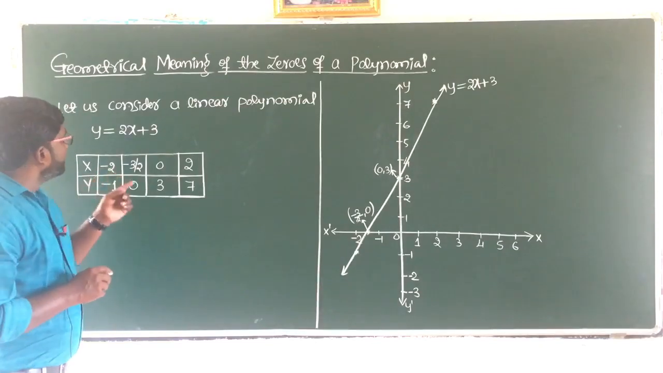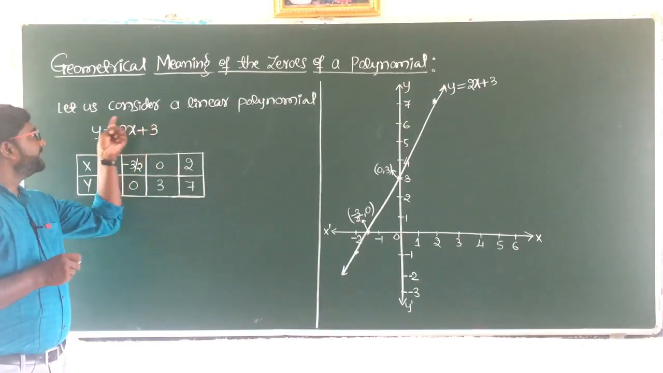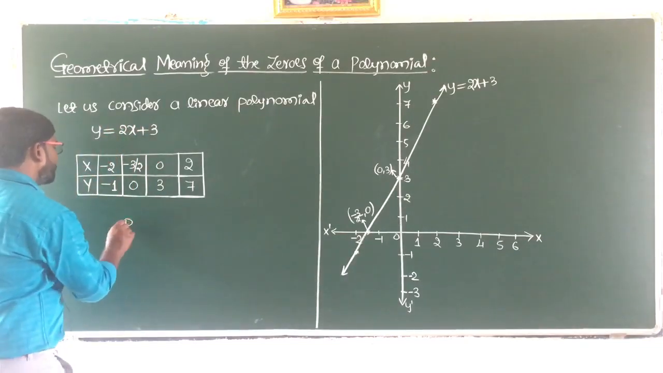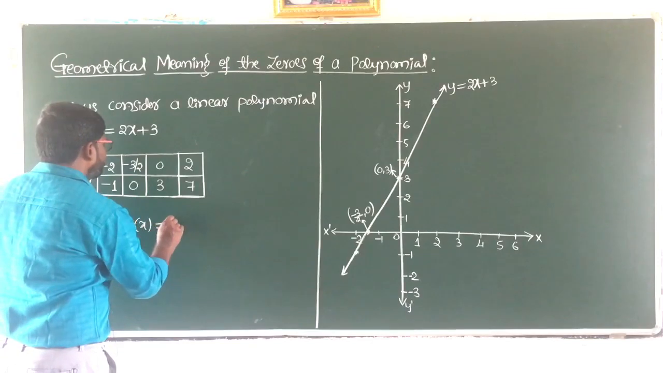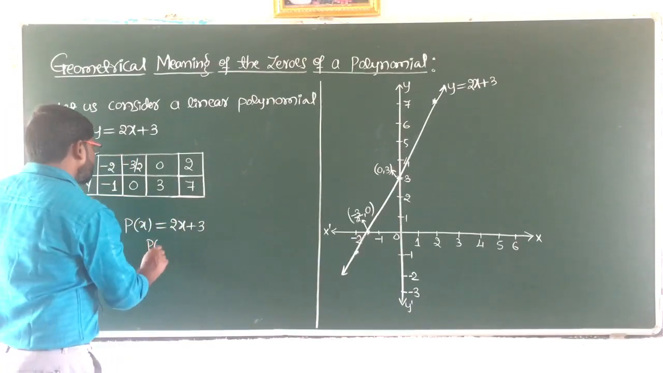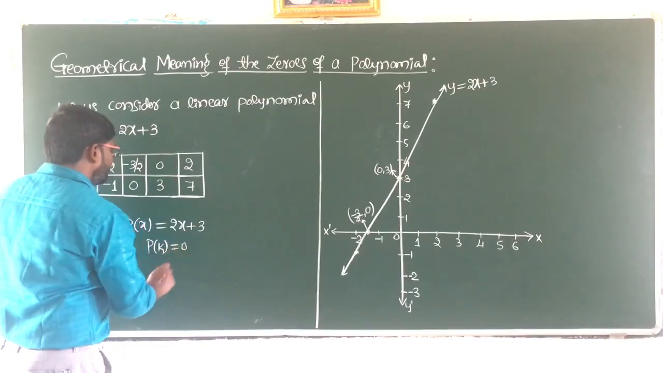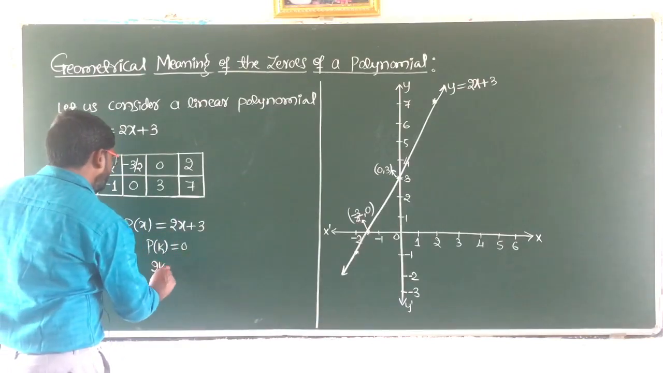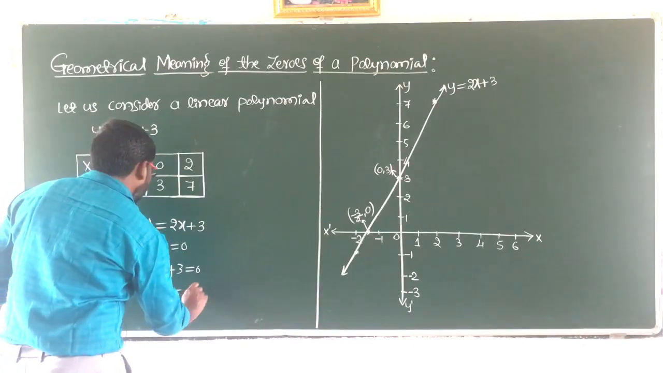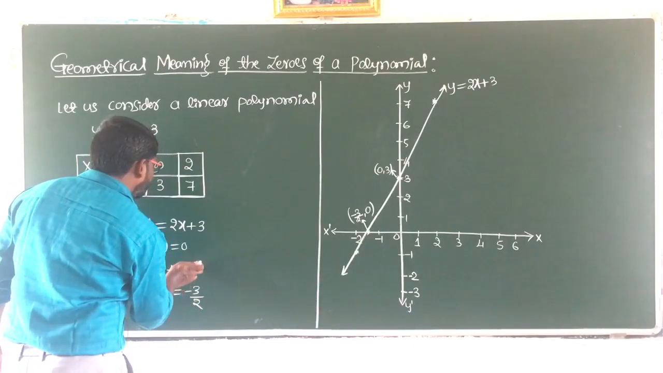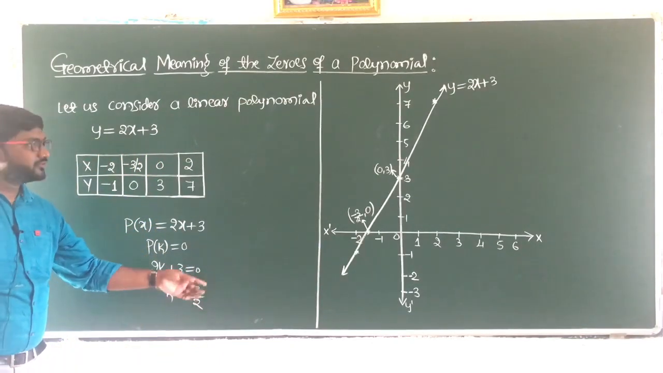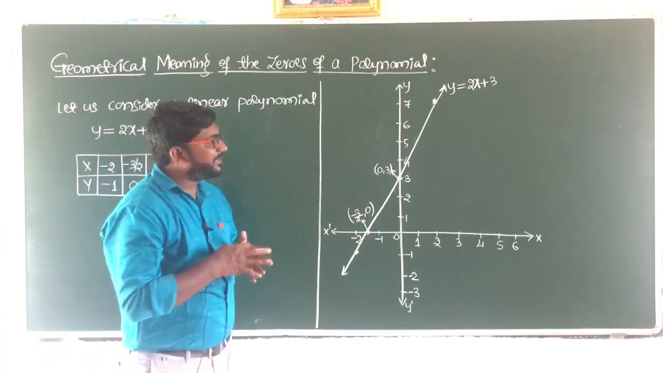See here, in yesterday's class we calculated the 0 of this polynomial. So we had taken this as p of x, which is equal to 2x plus 3, then p of k is equal to 0. That means we get 2k plus 3 equals 0, then k equals minus 3 by 2. That means the 0 of this polynomial is minus 3 by 2. So now see the geometrical meaning here.